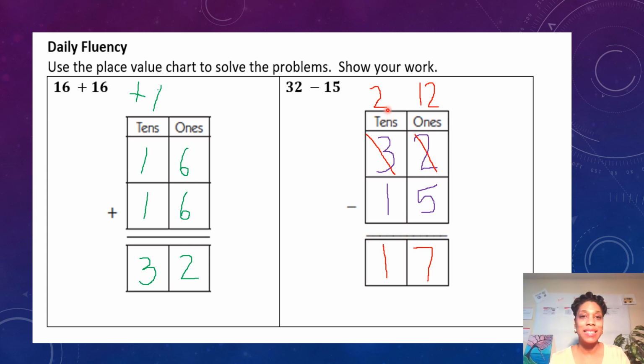After doing this, now I can subtract my problem. 12 minus 5 equals 7. 2 minus 1 equals 1. My difference is 17. Check your paper.